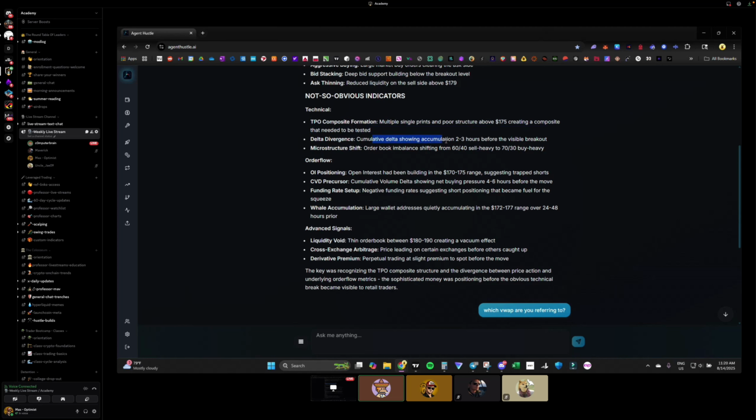Cumulative delta showing accumulation to the visible breakout. That's another interesting one. Delta divergence. Tell us more about the delta divergence 2 to 3 hours before the visible breakout. What is the best way to spot this for future setups?